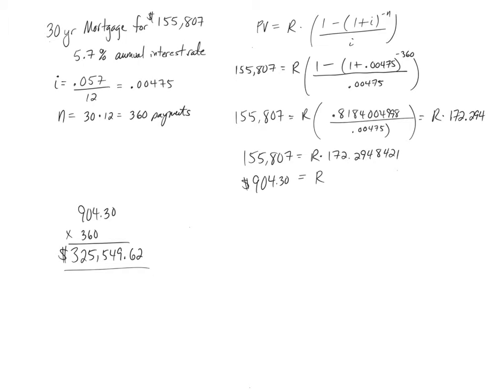So halfway through that, we just divide this by half, and that's going to be how much you will have left. So I'm just going to divide that answer by 2 and get $162,774.81. Now, that might strike you as kind of funny in that you've been paying for 15 years and you owe more than you started.